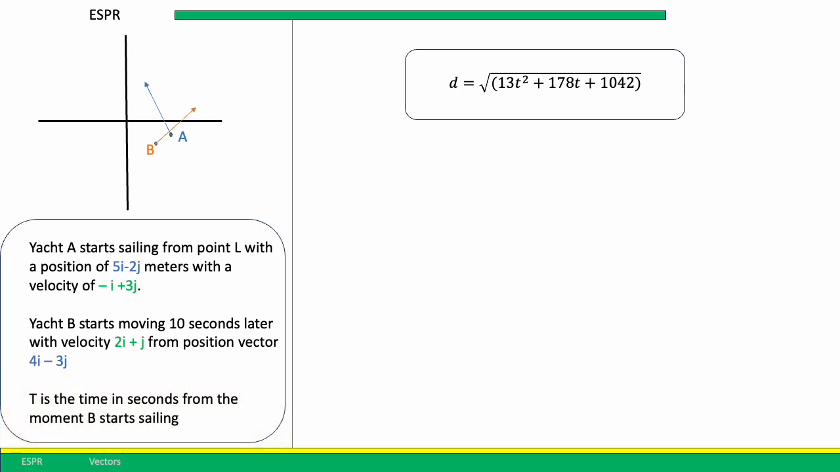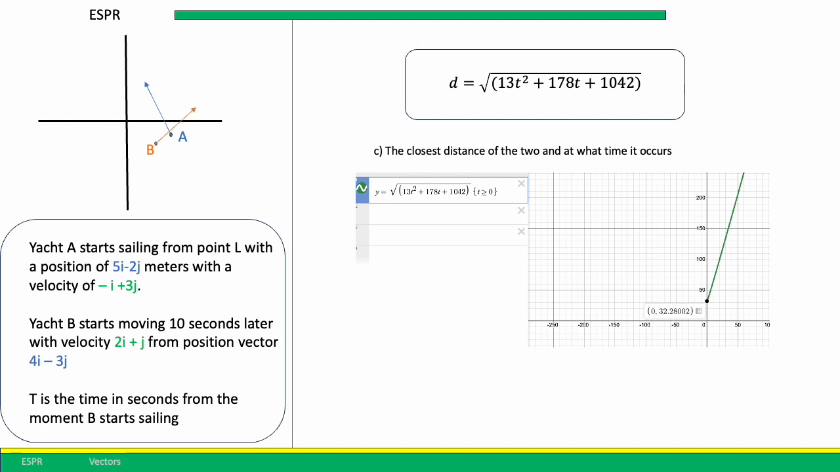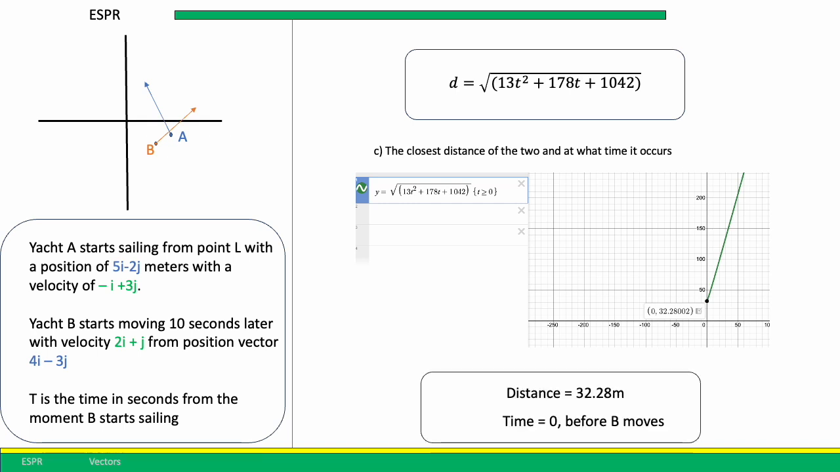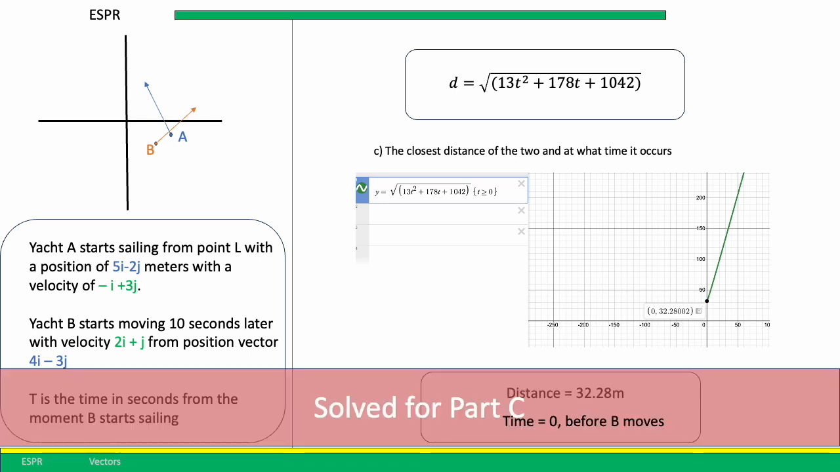Now we have to find the minimum distance between the two. We can do this by plotting this equation into a graphing calculator, or in this case I use Desmos. Normally we would just find the minimum point, but since t cannot be negative, we have to put in a constraint such that time is greater than or equal to 0. We then use this minimum point of 32.28 meters as our closest distance, and our time would be 0, just before B moves. So we have solved for part C.